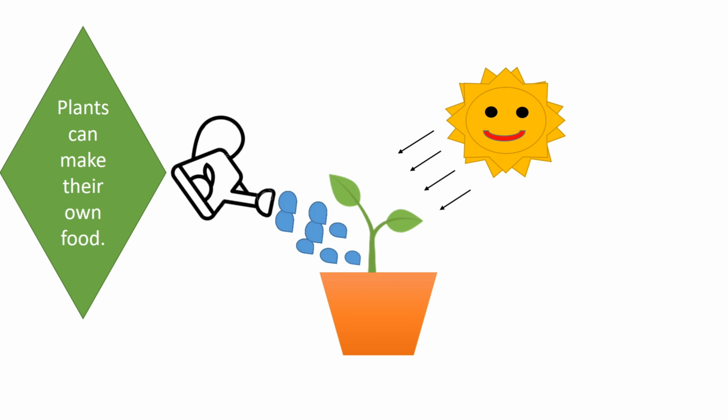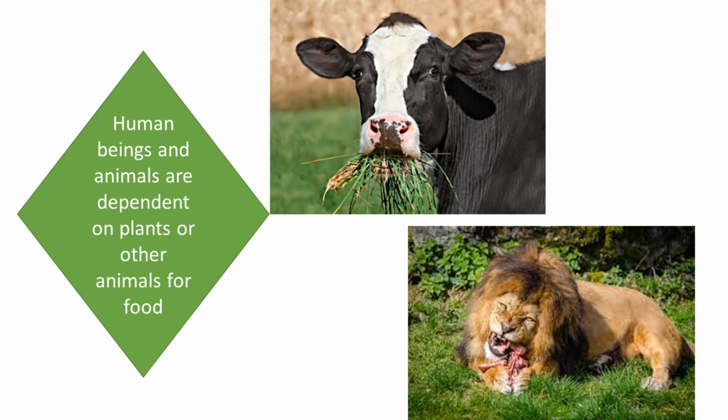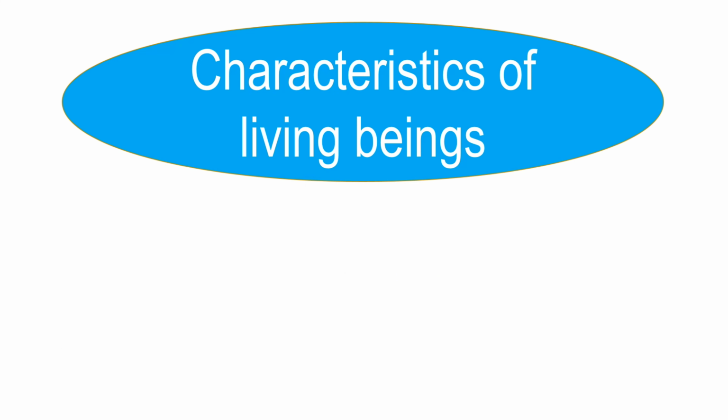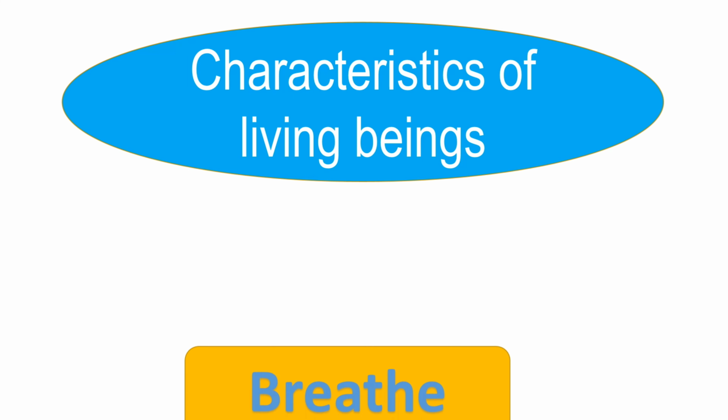Green plants make their own food in the presence of sunlight, air, and water. Whereas human beings and animals are dependent on plants or other animals for their food. Whereas non-living things do not need food. The next characteristic of living beings is that all living things breathe.